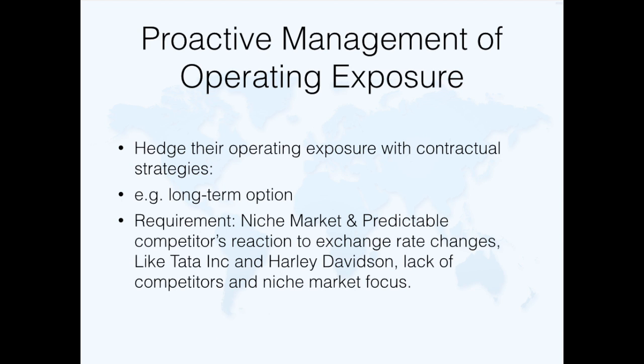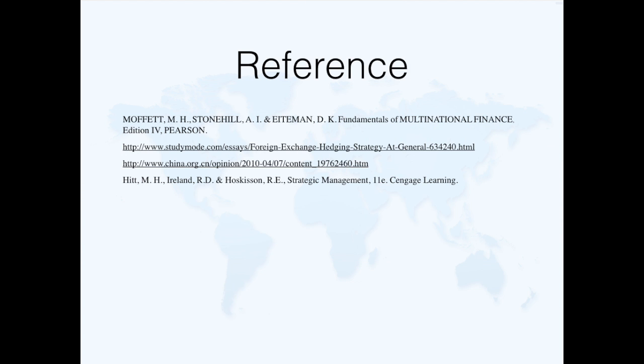What's more, some companies are trying to hedge their operating exposure with contractual strategies, such as buying long-term currency options. But these actions are limited to companies that have a niche market and predictable competitor reactions to exchange rate changes, such as Tata and Harley-Davidson. They lack competitors and have a niche market focus.